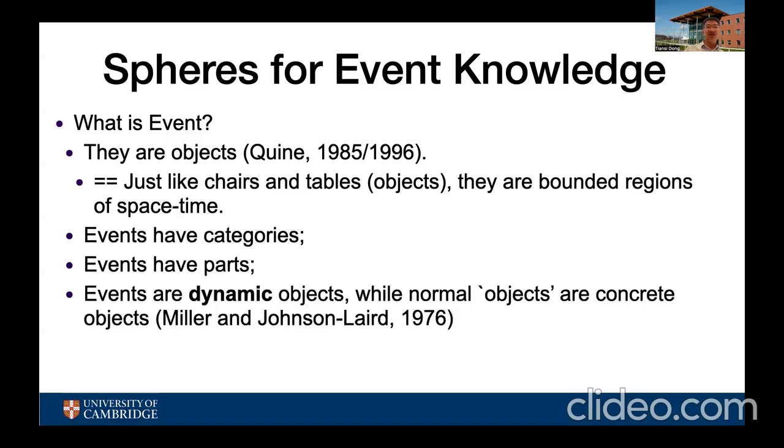Events have categorical parts. They can be understood like normal objects, but we need an example. What are events? How can we represent events using the Cartesian product of sphere configurations?